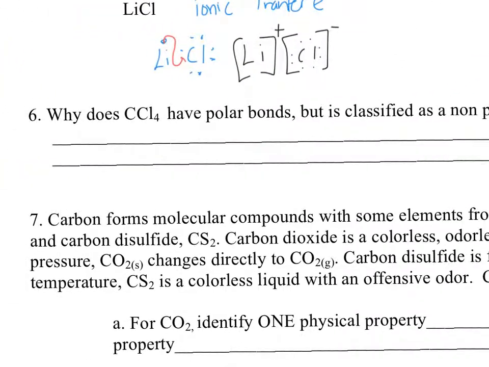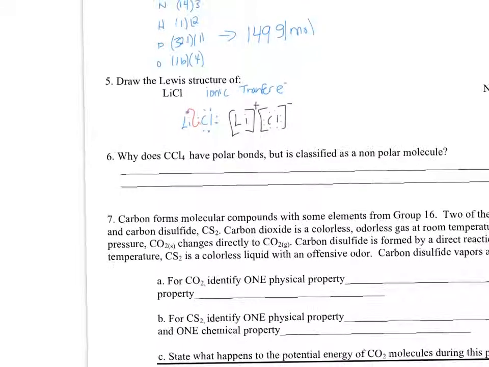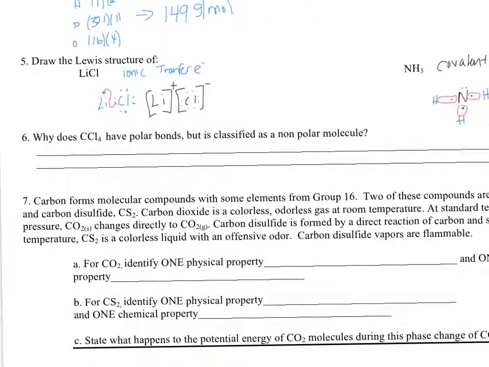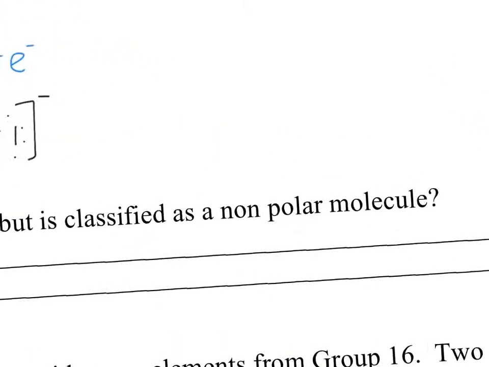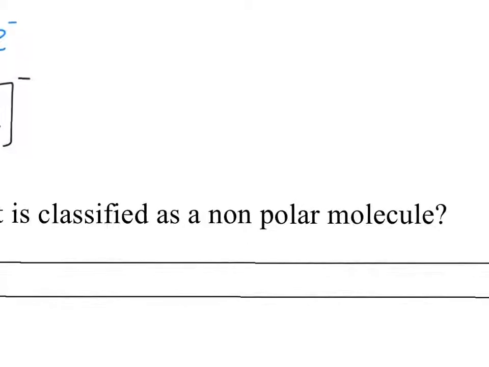Okay, so this question: why does CCl4 have polar bonds but is classified as a nonpolar molecule? Well, the simple answer here is electronegativity difference and symmetry. But let's break that down a little bit. So I'm going to zoom in up here, and I'm going to show you CCl4. So we've got carbon with 1, 2, 3, 4 electrons, and then we've got the Cl's around it. We have a tetrahedral shape here. 1, 2, 3, 4.